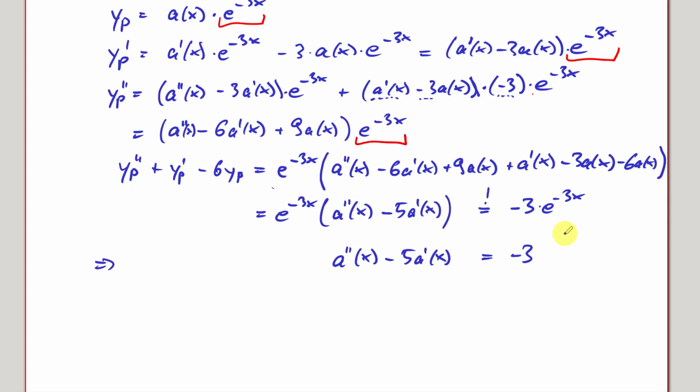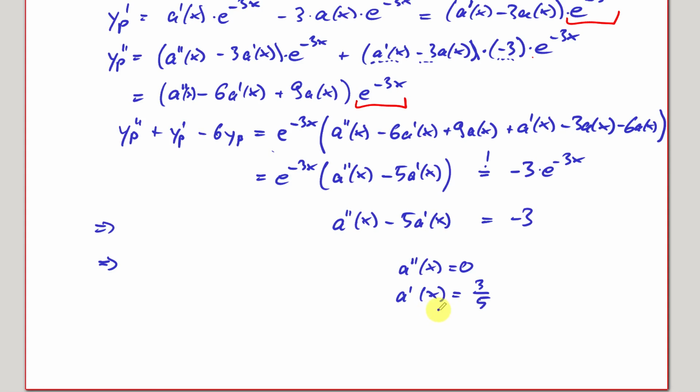Okay, and this can be satisfied with the following choice. We just choose a double prime of x to be 0. A prime of x is constantly 3 over 5. And then we are done. I hope that you see, if I choose it that way, then this equation just holds.